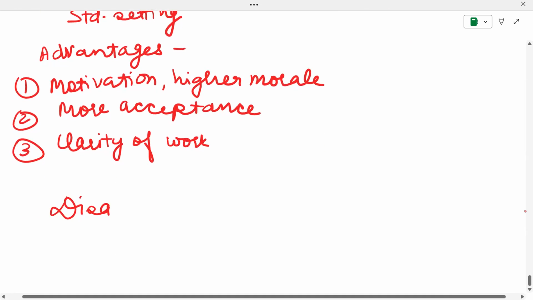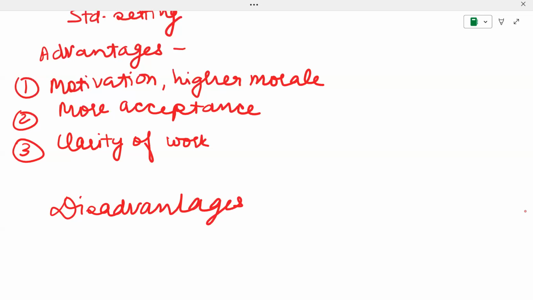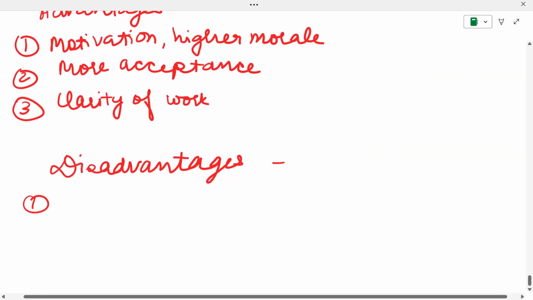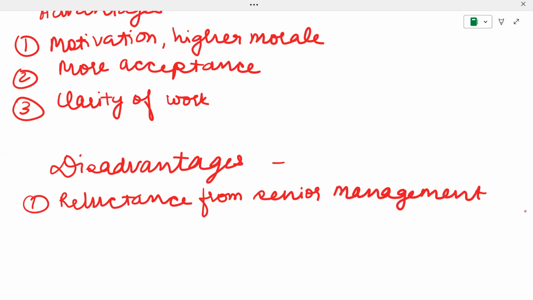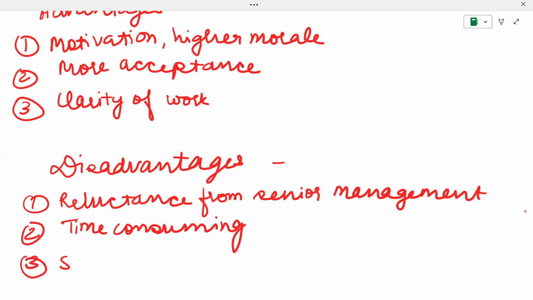Now if I talk about the disadvantages, first of all, there will be reluctance from the senior managers. Definitely, when you're trying to make one person happy, the other gets unhappy. Then it will be time consuming to take inputs from so many employees. Then thirdly, there can be slack targets. What we mean by this is that if employees are themselves setting targets for themselves, they may set too easy targets so that they are easily able to achieve the targets and get the rewards.